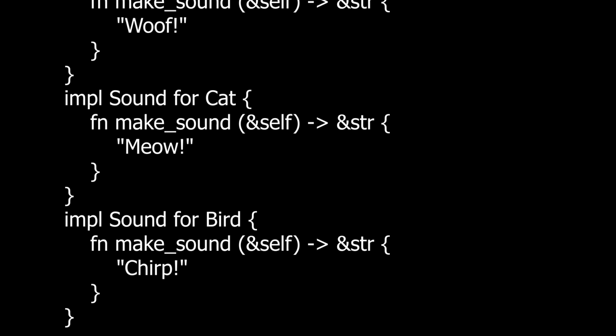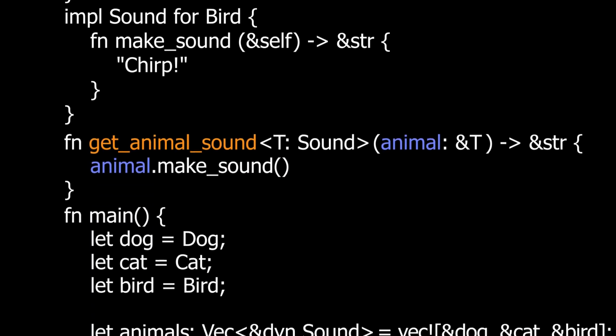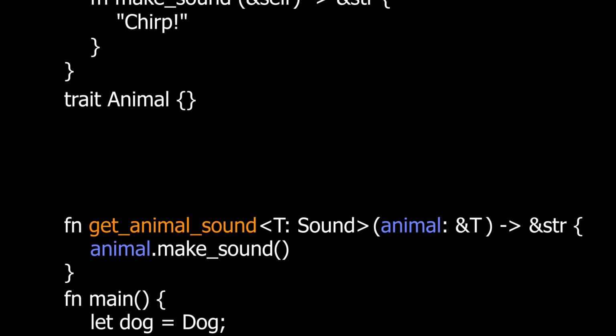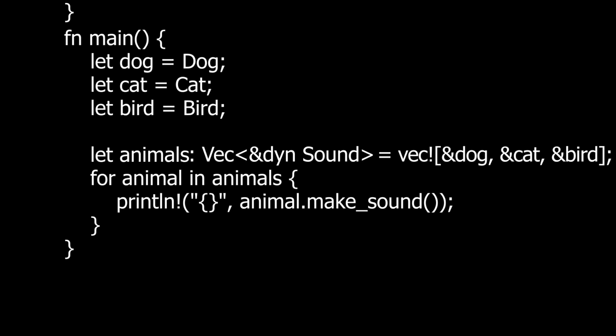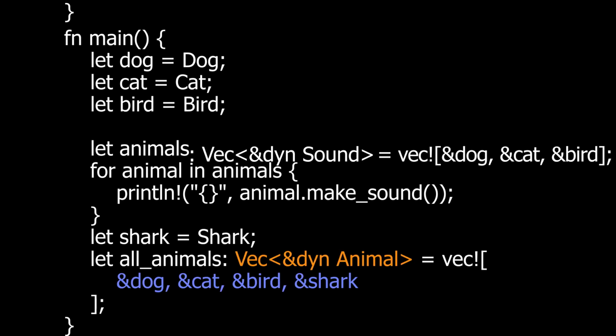But all these types are animals. So we can group them together using a marker trait Animal. We can now implement the Animal trait for all these types. So we have 4 animals, but only 3 of them make sound. Now we can have a collection for all the animals without any issue.